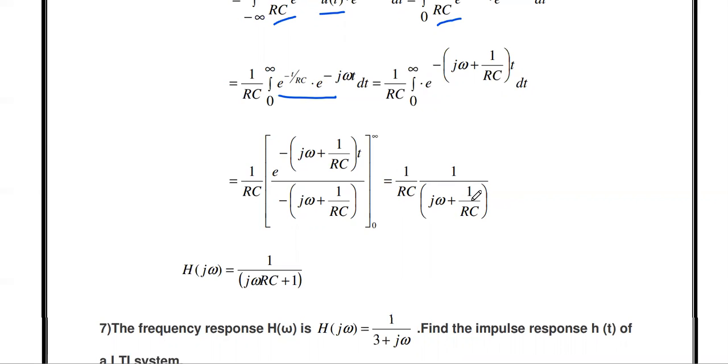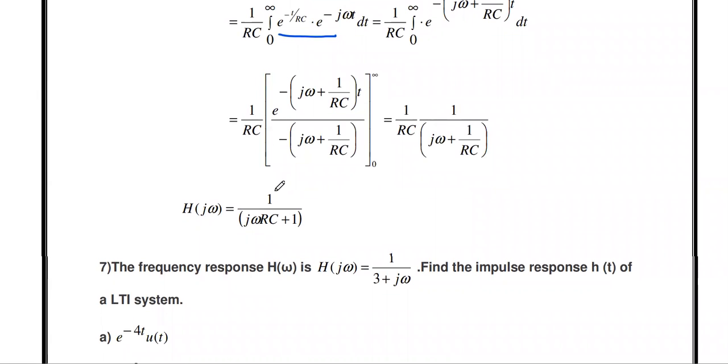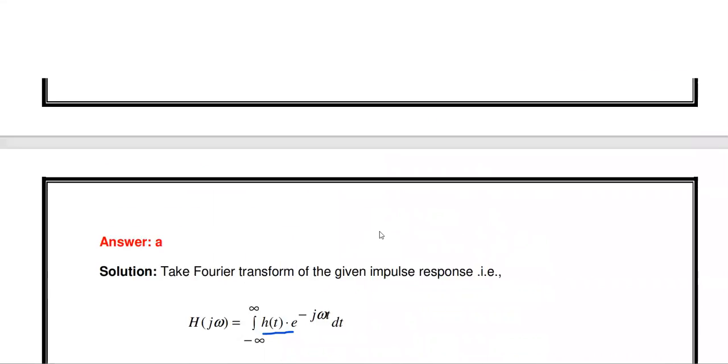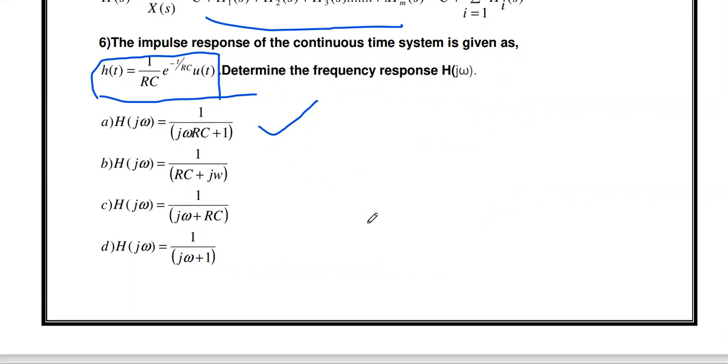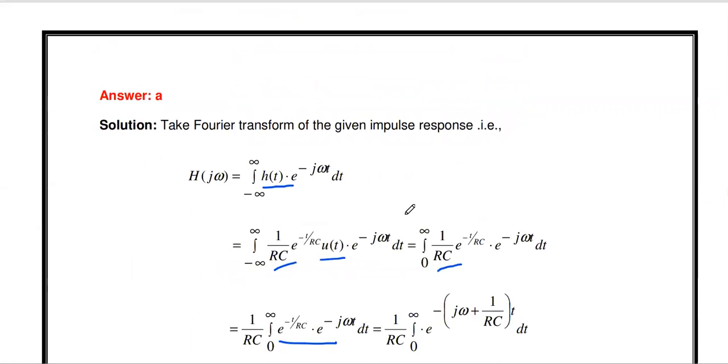Then you take this 1 by RC outside and cancel it. If you are rearranging, we will get the answer 1 by (1 plus j omega RC). This is the frequency response. So which one is the answer? 1 divided by 1 plus j omega RC. This is the correct answer. In the remaining options, some mistake is there.